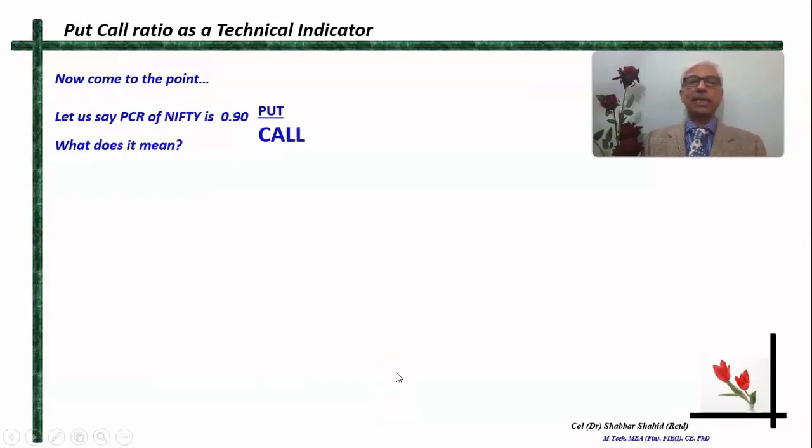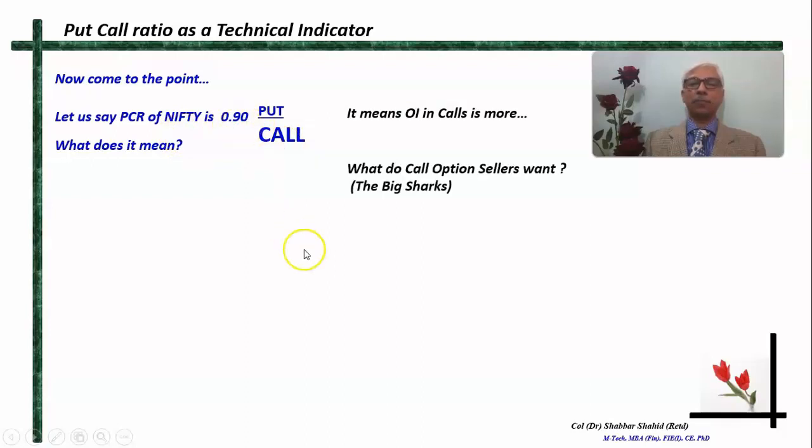Alright. Let us say that the put call ratio of Nifty, one of the indices in India, is 0.9. Alright. What does it mean? Put less, calls more. It means that the open interest in call option trade is more. Alright. That is what it means by this ratio being less than 1.